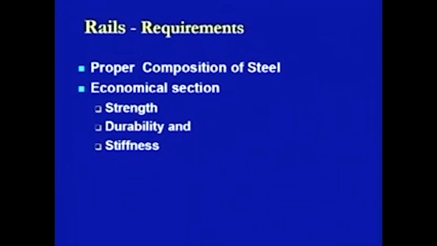If any of these three aspects are not taken care of, or something is left out in the design procedure, then it is going to finally reach the failure condition of that rail section. So, we have to get the economy along with preserving these three things, that is the strength, durability and stiffness.